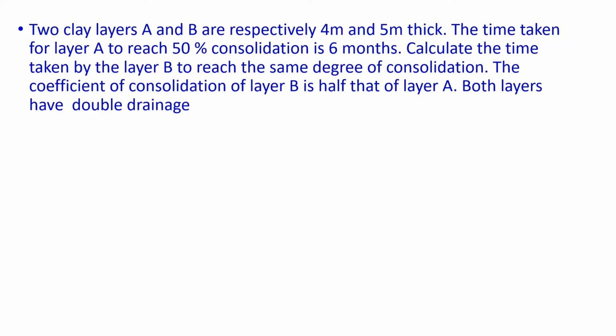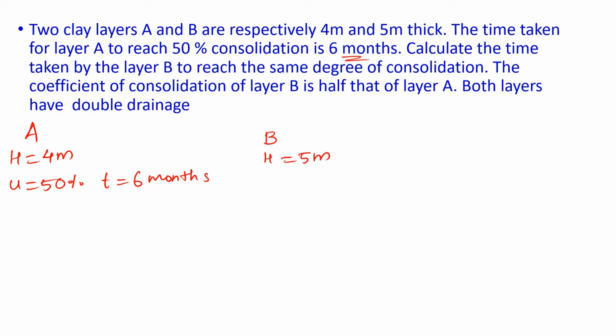So we are given two samples A and B of thickness 4 meter and 5 meter, and the time taken for layer A to reach 50% consolidation is 6 months. We need to find how much time layer B will take to reach 50% consolidation. In sample A, the thickness is 4 meter, the degree of consolidation is 50%, and the time taken is 6 months. For B, H is 5 meter, and for the same degree of consolidation, that is 50%, we need to find the time t.